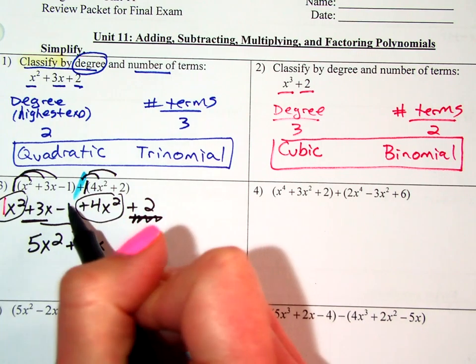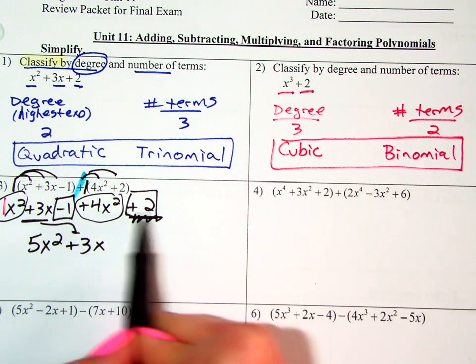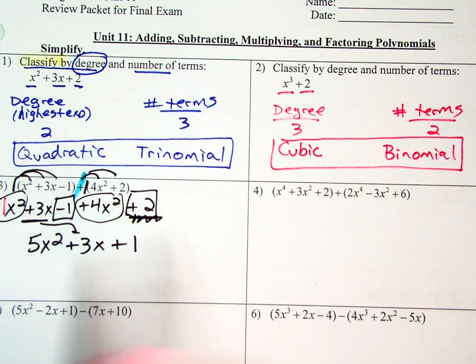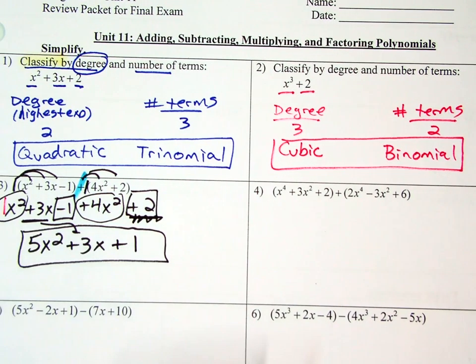So then we have a negative 1 here, and a like term to that would be the positive 2. So negative 1 plus 2 is positive 1. And again, this is in order from highest to lowest exponent with our constant at the end, so we're done. Because all we're doing right now is simplifying. We're not factoring. So then we look at the next one.